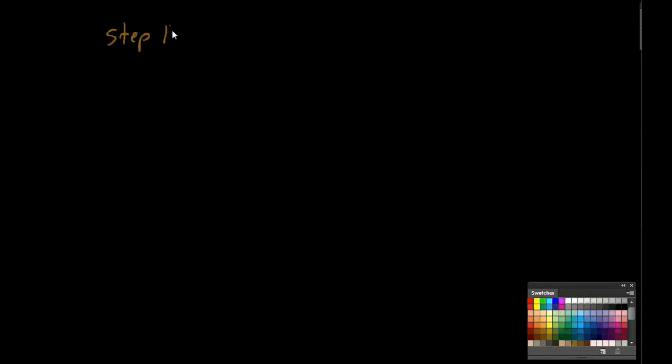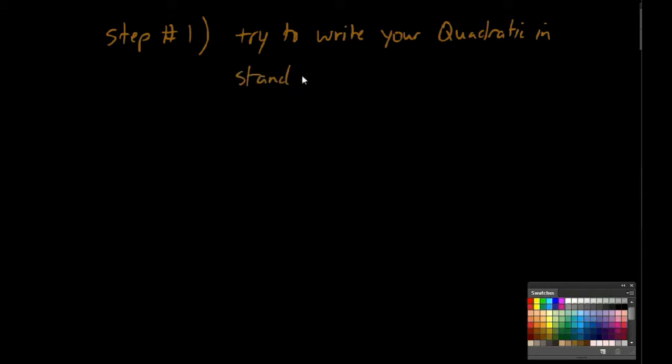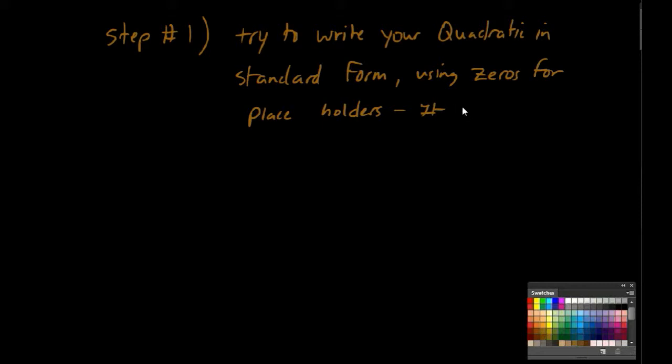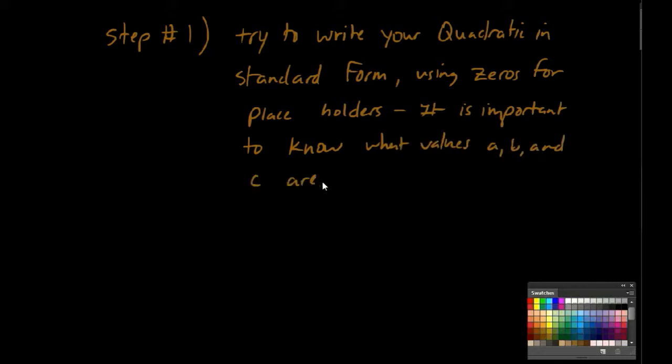So step number 1 for the x method is we need to try to write the quadratic in standard form, if we can. And remember that is ax squared plus bx plus c. And if we don't have all the pieces, then we just need to use 0 for placeholders. And it's important to know what values a, b, and c are because they're important for our factors, and when we learn the quadratic formula, they're going to be important for that as well.